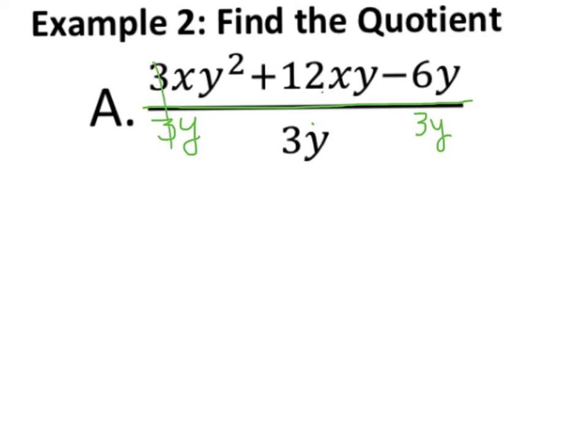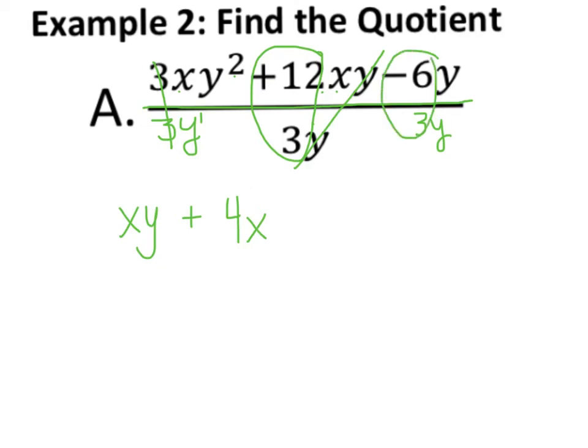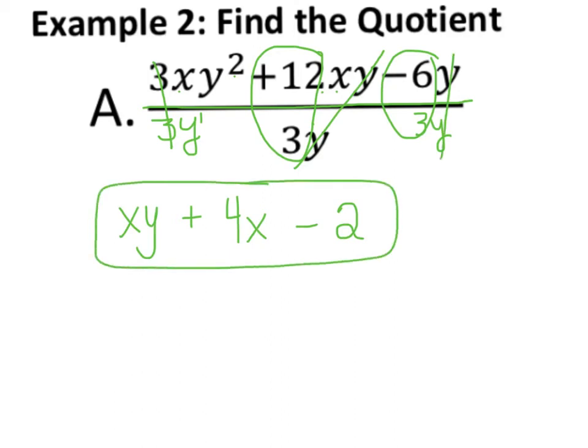So 3 over 3 cancels out to 1, but we don't have to write it. We have an x, but nothing on the bottom cancels it out. Y to the second over y to the first is just y to the first. Next, positive 12 divided by 3 is positive 4. Nothing cancels that x out, and the y's eliminate each other. Last, we have negative 6 divided by 3. That gives us negative 2, and those y's cross out. So this is your final answer.